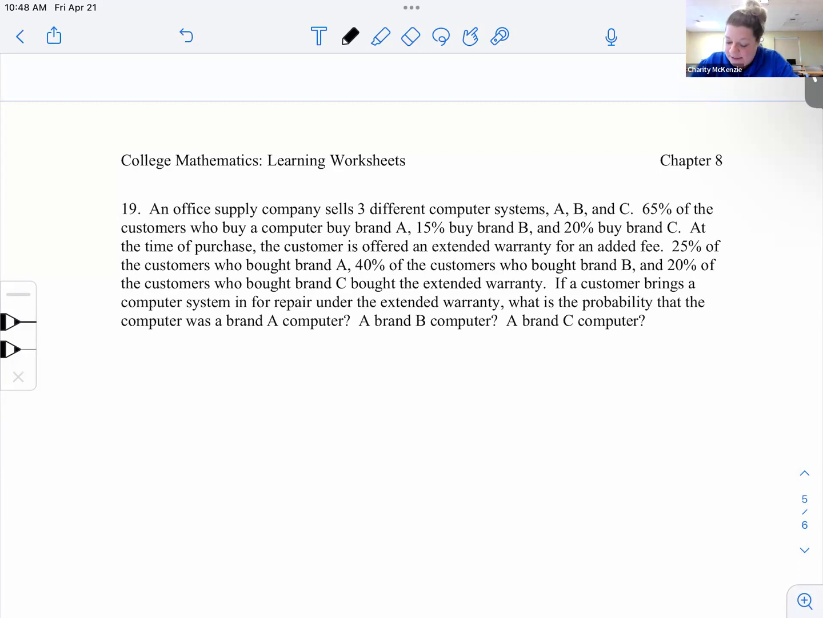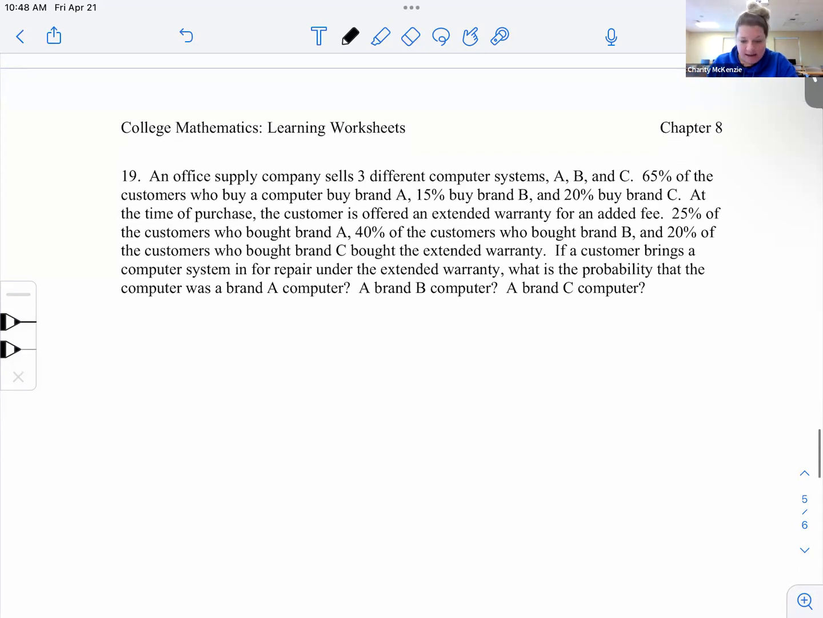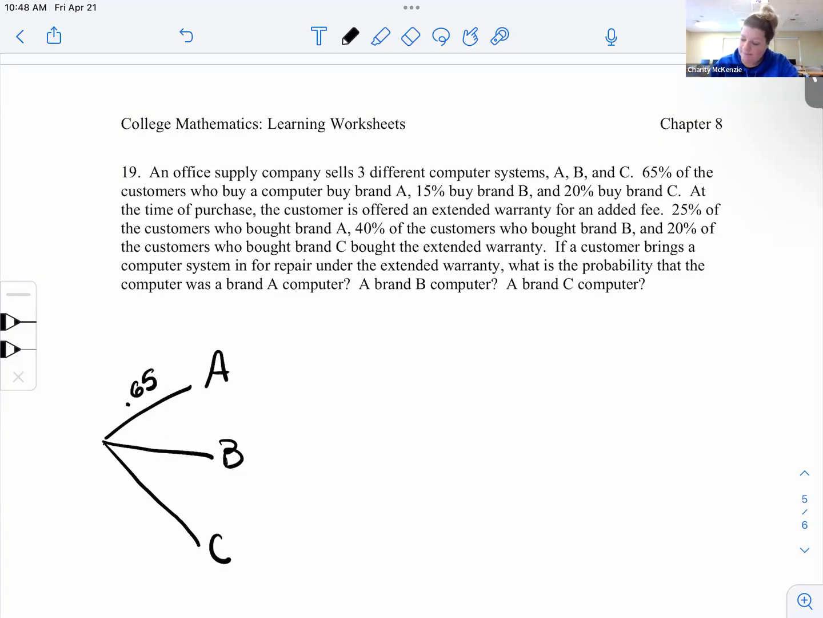So an office supply company sells 3 different computer systems, A, B, C. Oh, we can do one. They sell 3 things, A, B, and C. 65% of the customers who buy a computer buy brand A. So 65% buy brand A. 15% buy brand B and 20% buy brand C. So it gave me those probabilities.